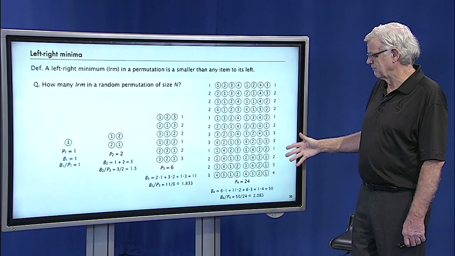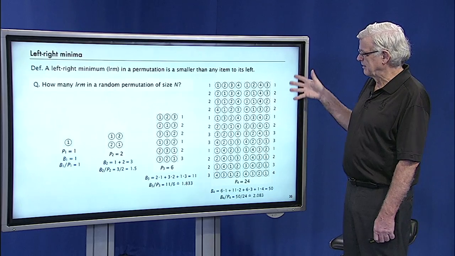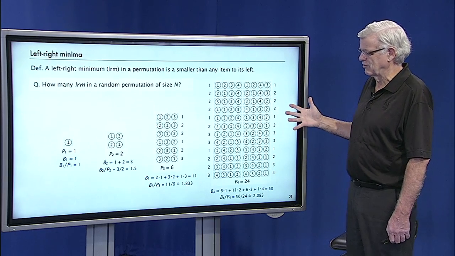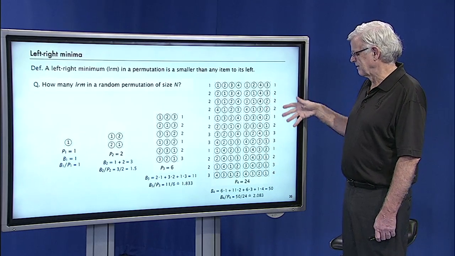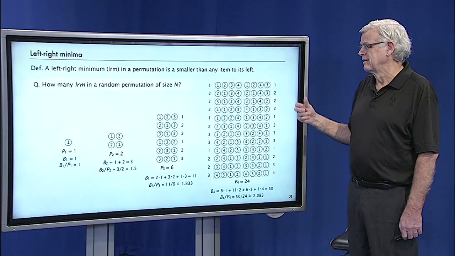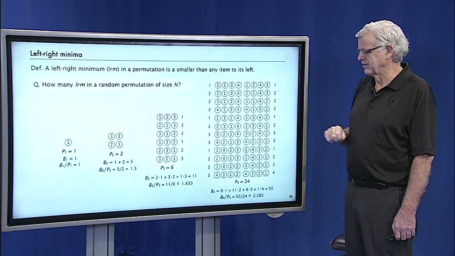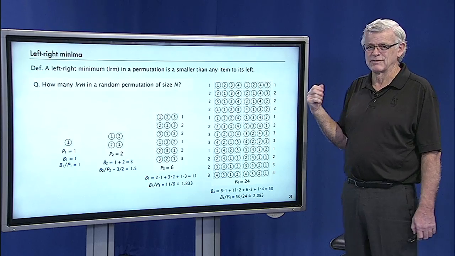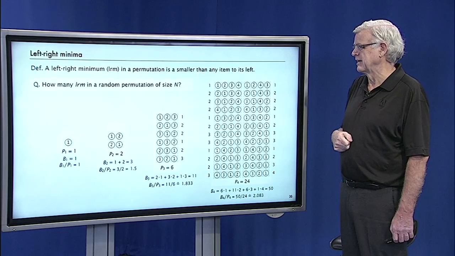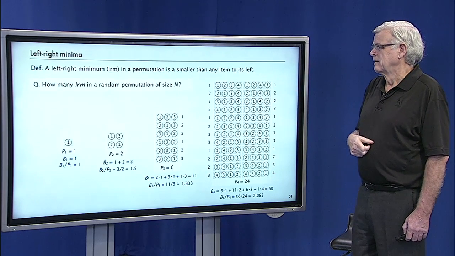And similarly, for size 4, it's 2.083 and so forth. How many left to right minima in a random permutation of size n? So that's our question. And again, as usual, it's very worthwhile to fully compute small values, both to get an appreciation for the intricacies of the problem, and also to have precise values to check against when we complete the analysis. So that's what this table is.